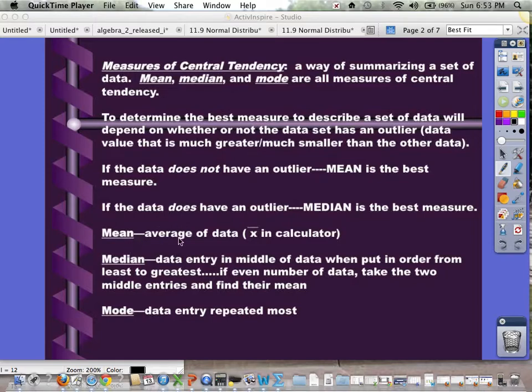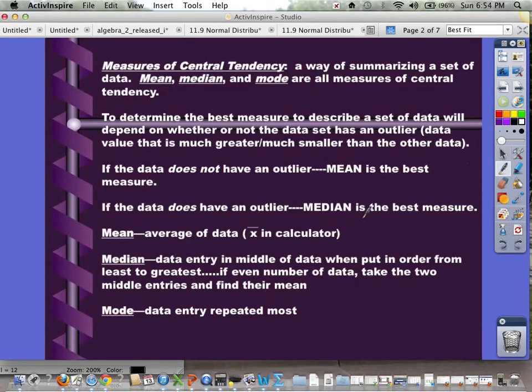The mean is the average of the data. So if you were going to calculate the average of anything, you would add up all the entries and then divide by the number. So let me write this over here. Add all data and divide by the number of entries. That will give you the mean. We're going to be using a calculator to do that, but in case you need to know that for another problem we'll have, that's what you're going to be doing.